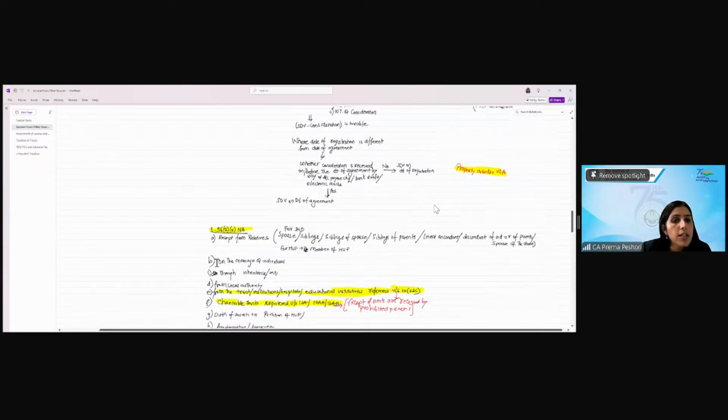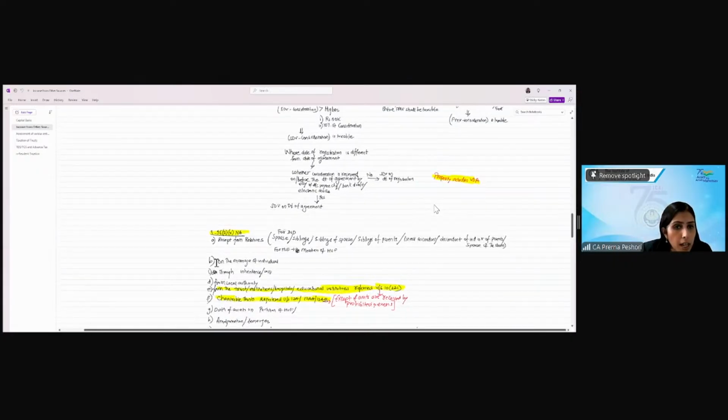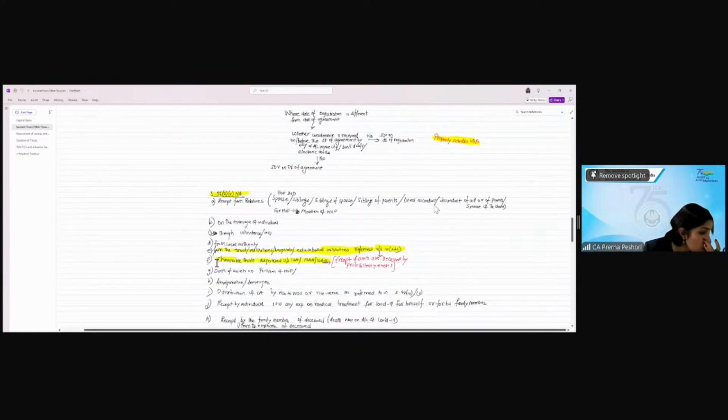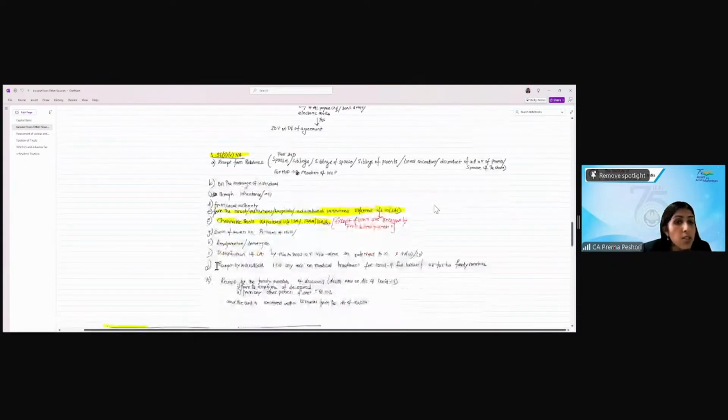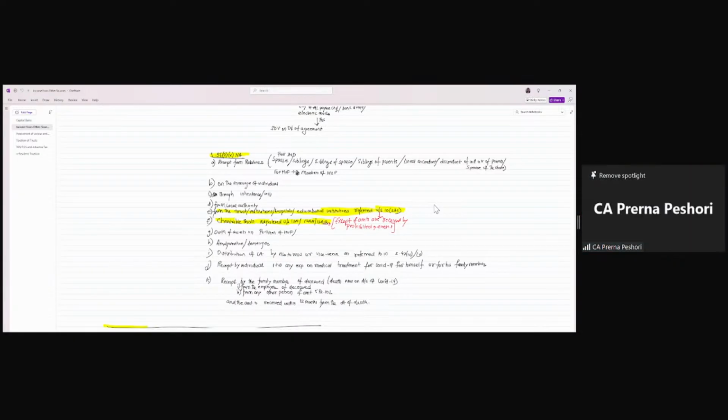56(2)(x) doesn't apply in the case of receipt from relatives, on the marriage of the individual, through inheritance or will, from a local authority, from a trust or institution, educational institution, charitable trust, distribution of assets on partition, amalgamation, demerger. If you see, in amalgamation, demerger also, we discussed the same point. I told you that on the amalgamation or demerger, there is no 56(2)(x) applicable in the hands of the recipient company, isn't it?